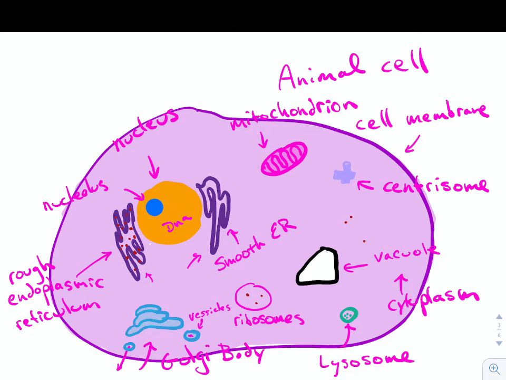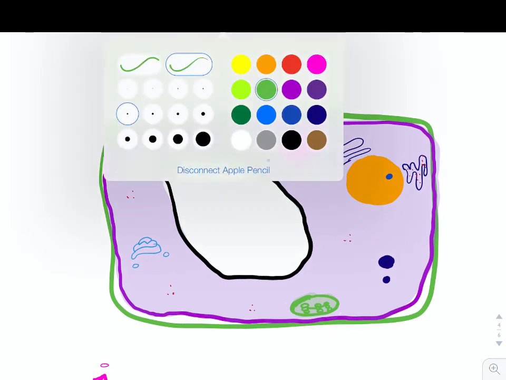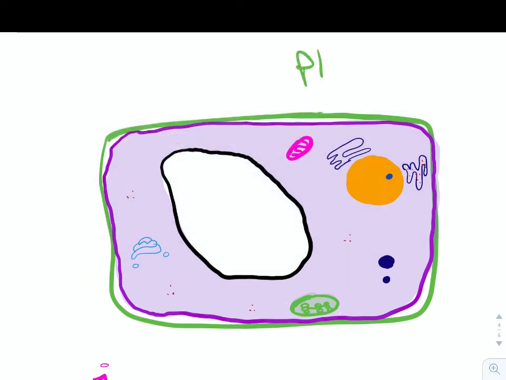So speaking of plant cells, let's scroll down here, and we'll even switch up our colors. So here's our plant cell.